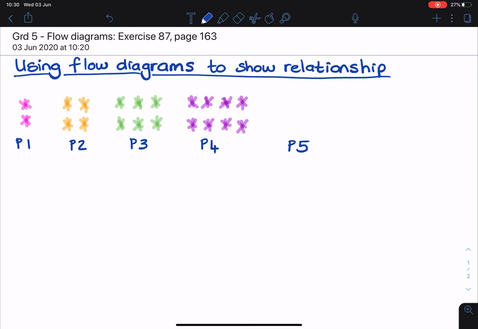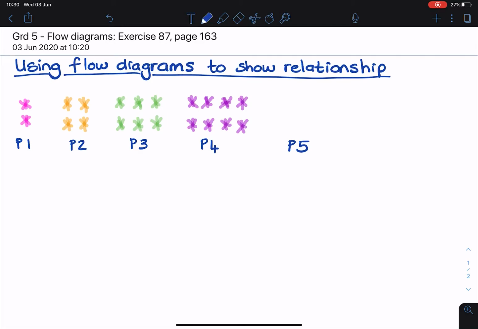So on page 163 they give you 5 patterns, and they are asking you to say how many stars are in each pattern. They ask you to describe pattern number 5, which we still have to work out. And then they ask you to describe how you get from pattern 4 to pattern 5. And lastly, they ask you for a flow diagram. So let's use the stars in front of us to do that.